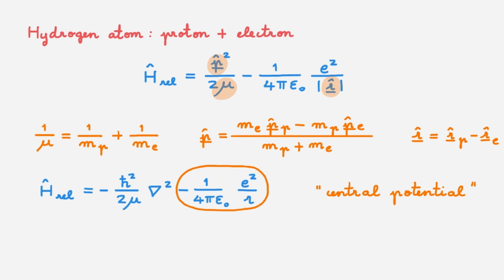This relative Hamiltonian is really the key to understanding the hydrogen atom using quantum mechanics, and in this video we will calculate a few of its eigenvalues and eigenfunctions. Moving forward, we're going to simplify notation and we'll just drop the rel subindex, and we will simply write H for the relative Hamiltonian, but now you know what we're referring to.